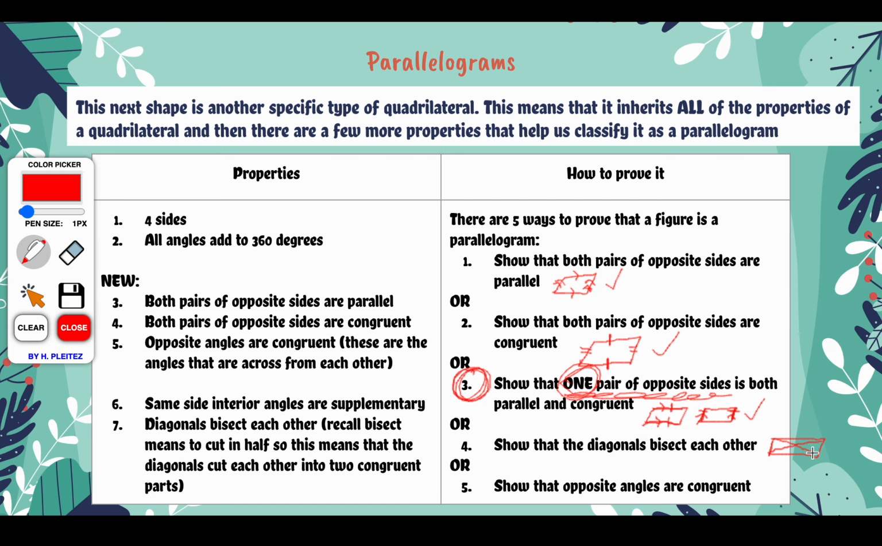So you would have your diagonals here, and you would eventually somehow get to the fact that those two pieces are congruent to one another, and then separately these two pieces of the diagonal are congruent to one another. And then number 5 says show that opposite angles are congruent.